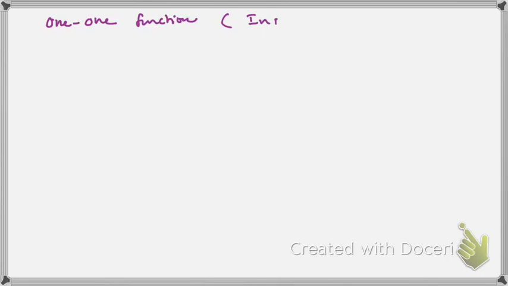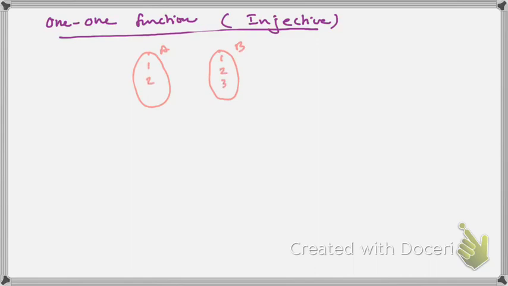Okay, the first kind is called a one-one function or an injective function. What is a one-one function or an injective function? For example, if you look at the two sets, A = {1, 2}, which has two elements, and B = {1, 2, 3, 4}. I have two sets, and I set up a relation like this. 1 goes to 2 and 2 goes to 4.